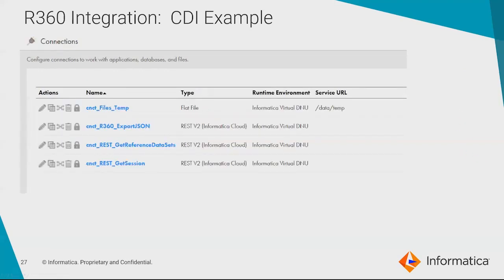I'm going to use a flat file in this example and get the data from my temp folder. Each connection is using a different Swagger file, so they're all 3 different REST V2 connectors: one for the session, one for the export, one for get reference data sets.